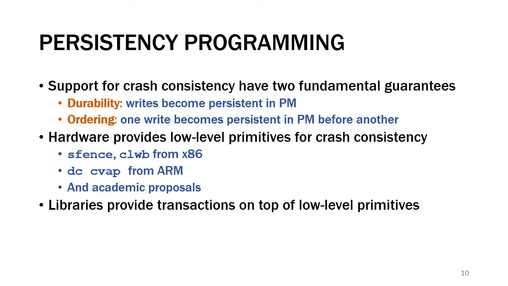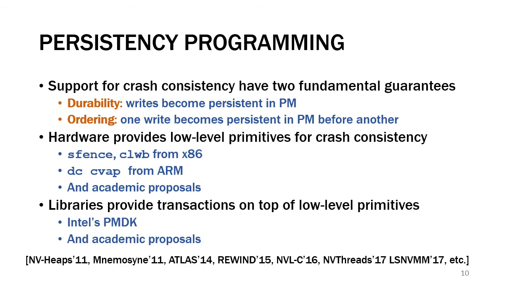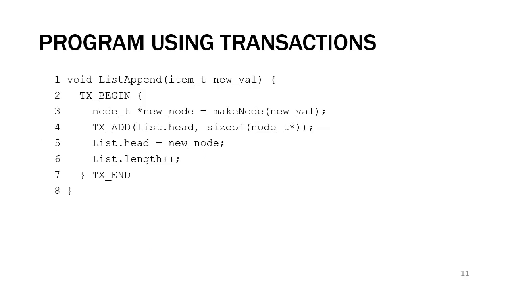To make programming for persistent memory systems easier, there have been libraries that provide, say, transactions on top of the low-level primitives. The most typical example is Intel's PMDK library, and there are also many other academic proposals with better performance and programmability. Here is an example that uses a PMDK transaction to implement the same functionality.